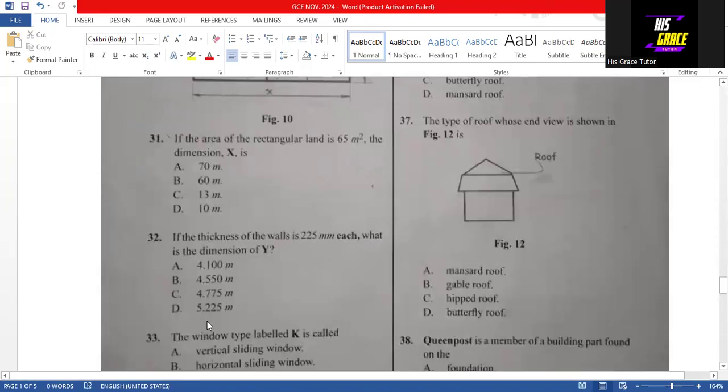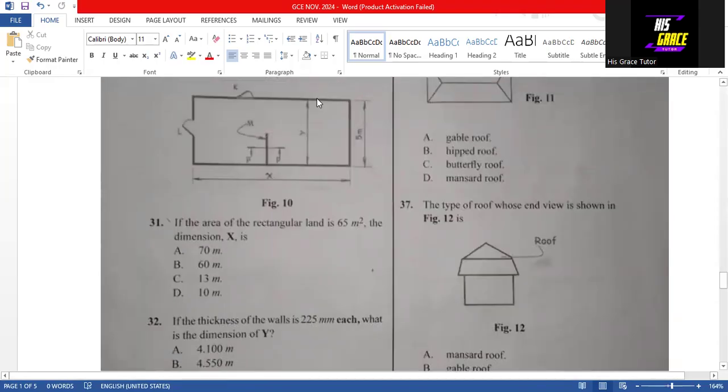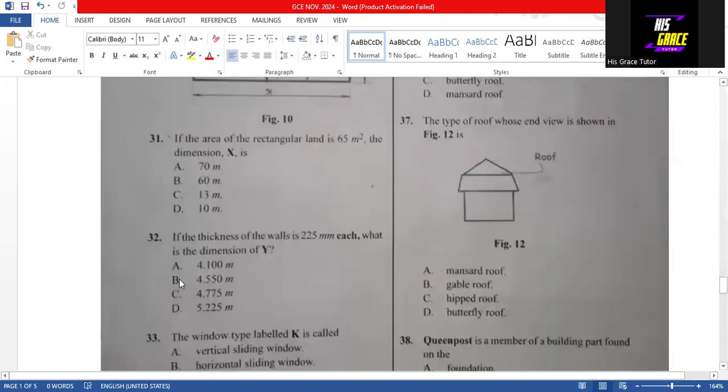Then question 32 says that if the thickness of the wall is 225 mm each, what is the dimension of Y? Y is from here to here, and the total from here to here is 5 meters. So 225 millimeters plus 225 millimeters will give us 450 millimeters. Then we convert it to meters by dividing by 1000, and that gives us 0.45. We subtract 0.45 from 5 meters, and that gives us 4.550 meters. That is option B, the answer to that question.